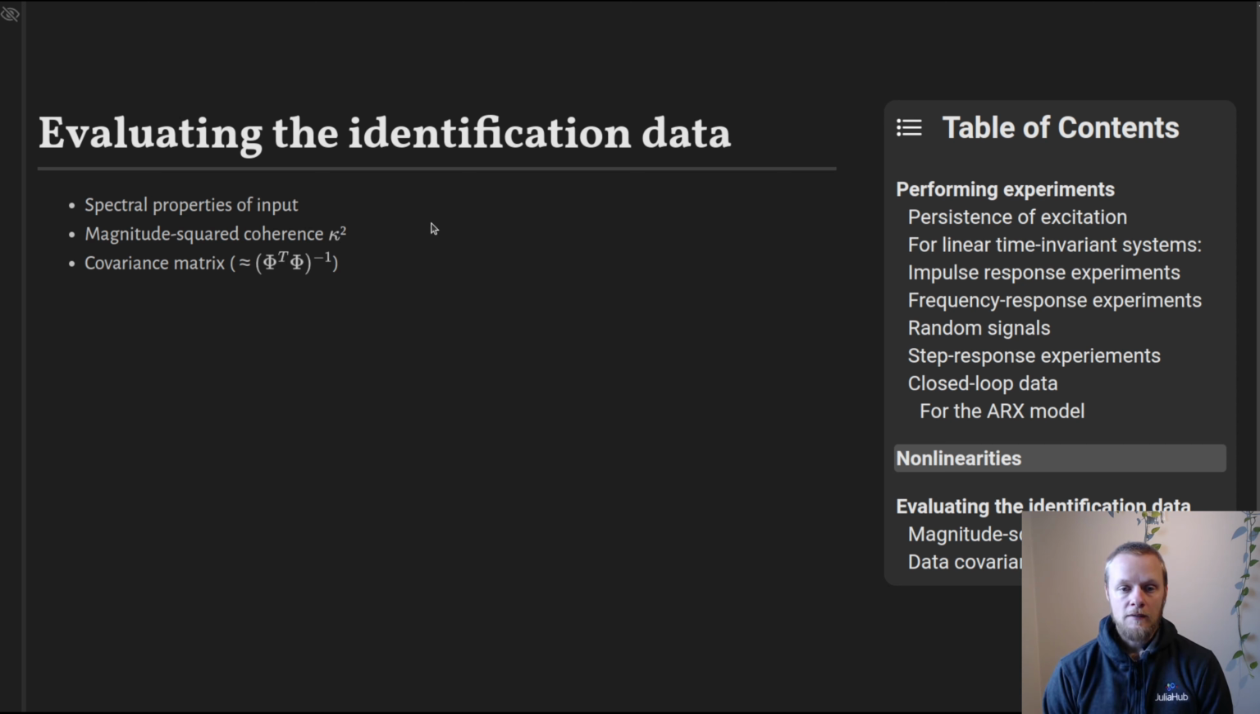We can also have a look at something called the magnitude squared coherence. I call it here kappa squared. We have seen the coherence function previously, but we will go into a bit more detail now on what it means. And we can also look at the covariance matrix of the data. Here, when I say the data, I mean the regressor matrix like phi we have looked at before. If that is well conditioned for the size of the model we want to estimate, that means we're good to go. If it's ill conditioned or if it loses rank, that means that our identification data is too poor.